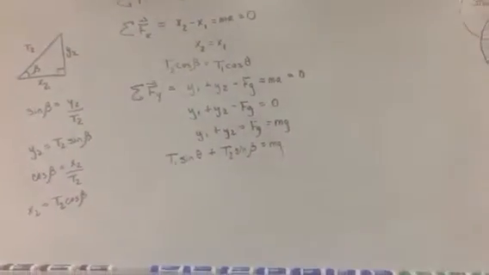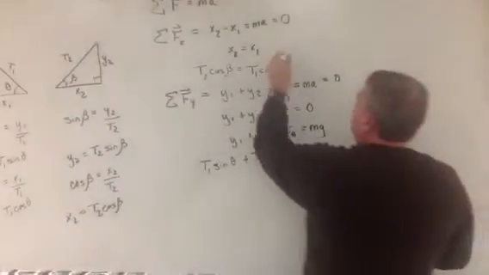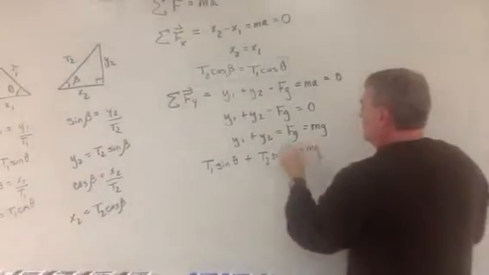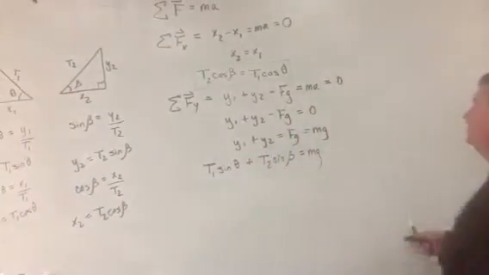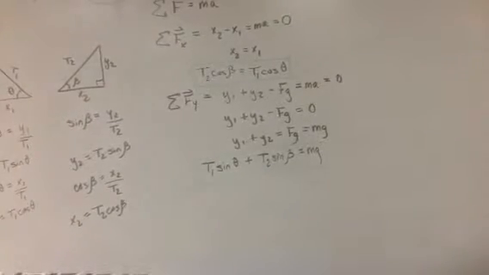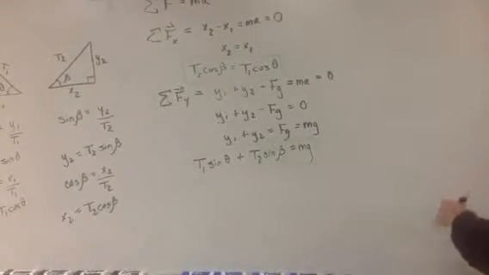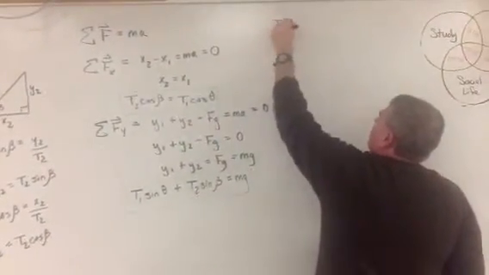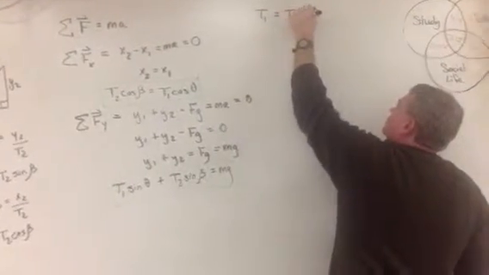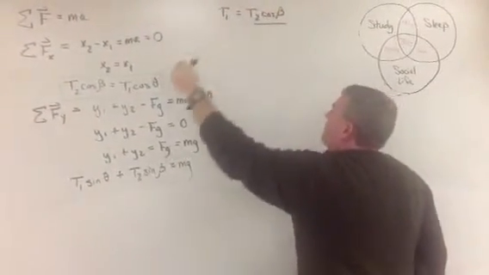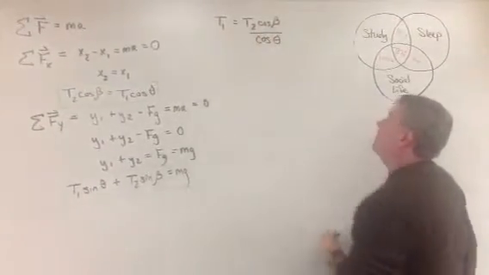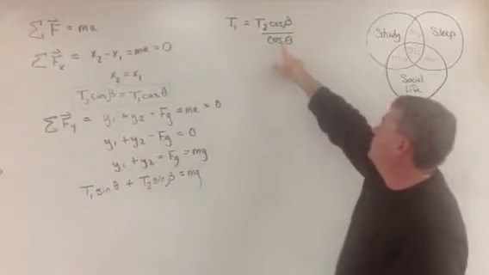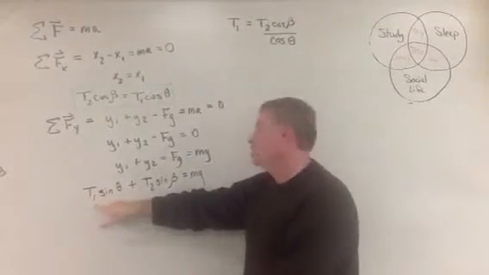And now we have two equations. We have the sum of the forces in the x direction, and that gives us T1 and T2. And we have the sum of the forces in the y direction, that also gives us T1 and T2. But with two equations and two unknowns, we have to use one of the equations to solve for the other. So I'm going to solve for T1 here. So T1 is going to be equal to T2 cosine beta divided by cosine theta. Now, if T1 is equal to this, and we have a T1 in this equation, we can substitute this into T1 here and then solve for T2.